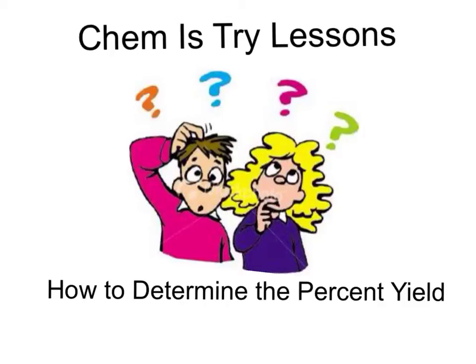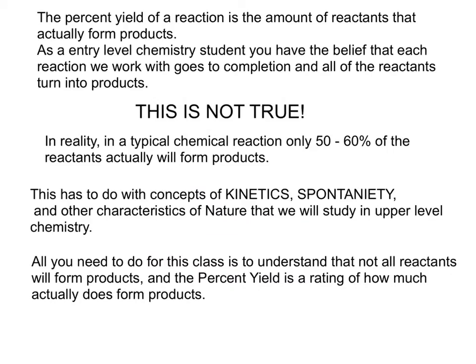Chemistry video lessons. How to determine the percent yield of a chemical reaction. The percent yield of a reaction is the amount of reactants that actually form products.